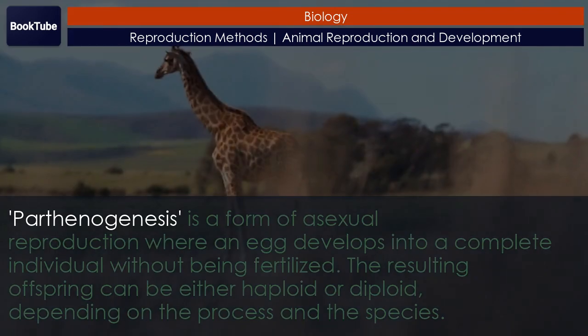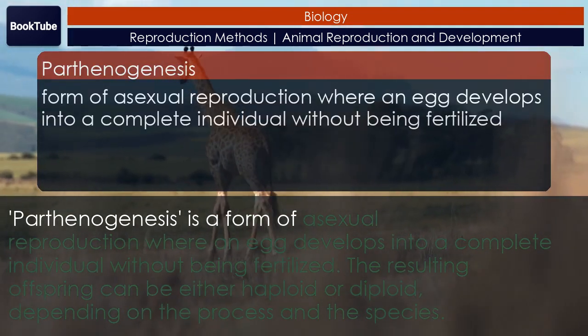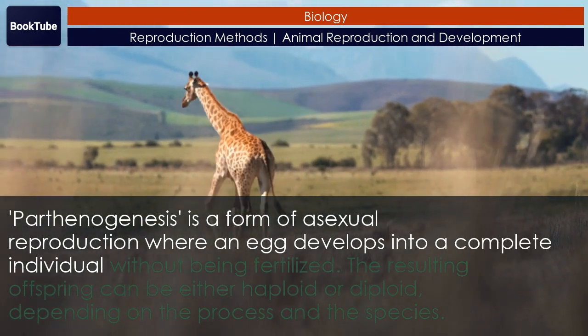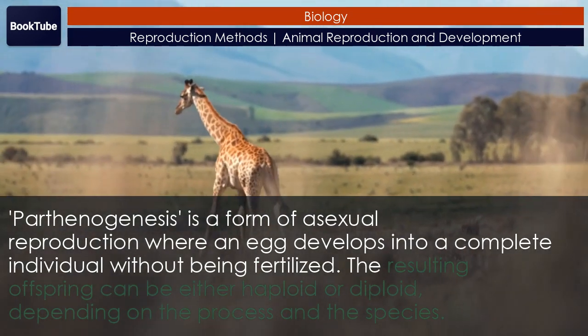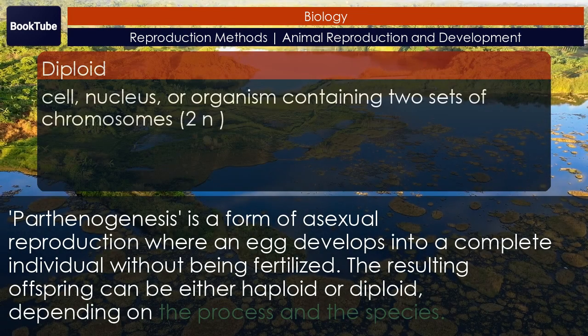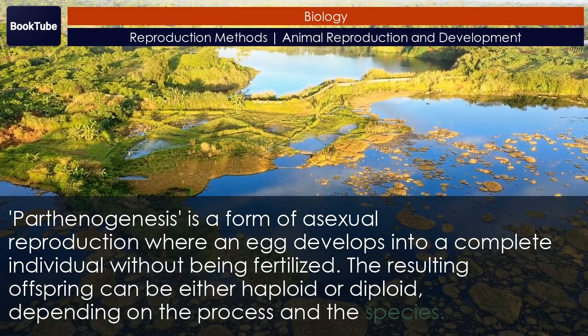Parthenogenesis. Parthenogenesis is a form of asexual reproduction where an egg develops into a complete individual without being fertilized. The resulting offspring can be either haploid or diploid, depending on the process and the species.